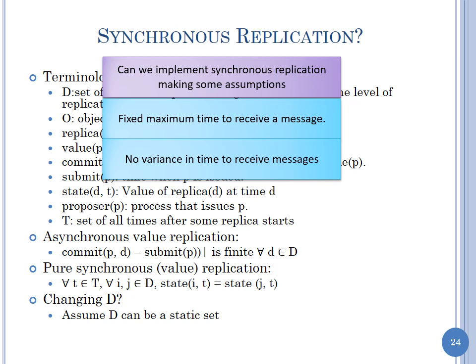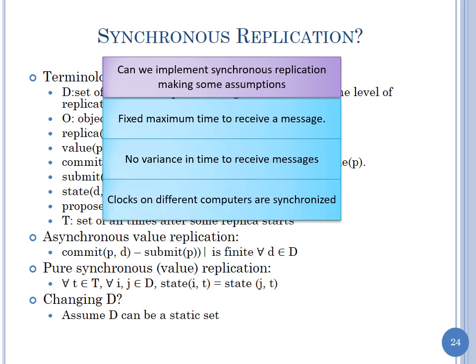We can assume one or more of these assumptions. We can assume that there's no variance in time to receive messages, that all messages arrive with the same delay at all sites. This is a very simplifying assumption. We can also assume that the clocks on different computers are synchronized. You might think, of course, that's easy, but it is not. Clocks drift, and if you try to synchronize through a server, there are still times when you'll not be synchronized. This is an extremely difficult problem. The fact that clocks on different computers are not synchronized has been used to develop a variety of algorithms. But let's assume for now that they are.